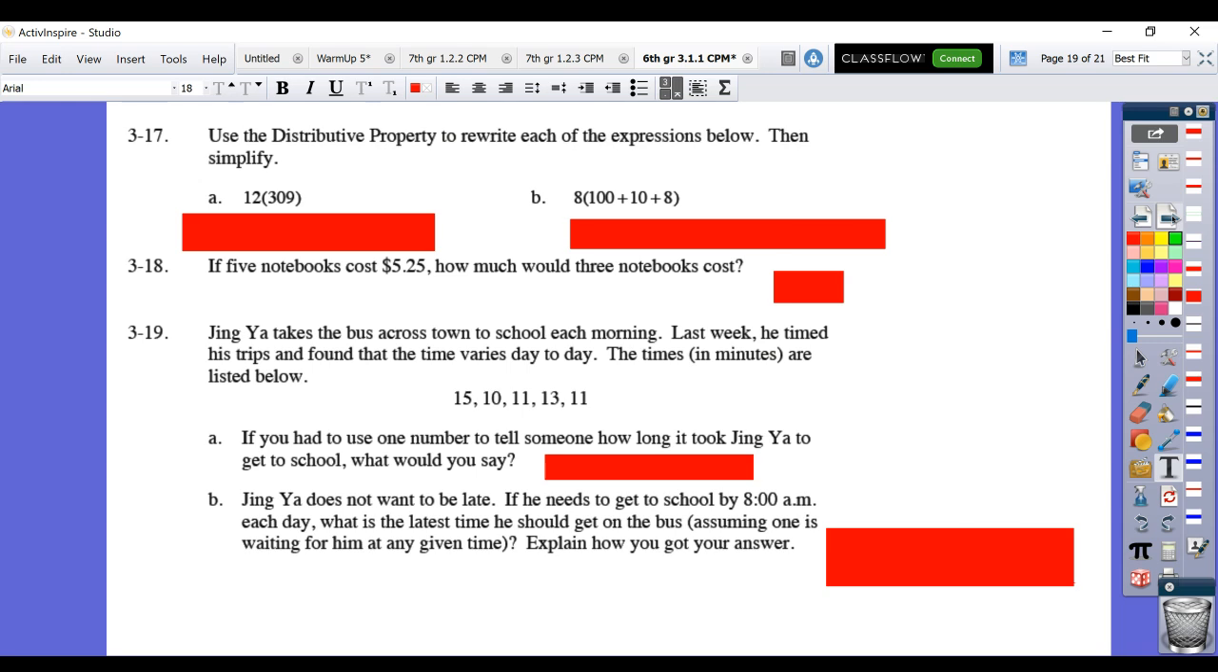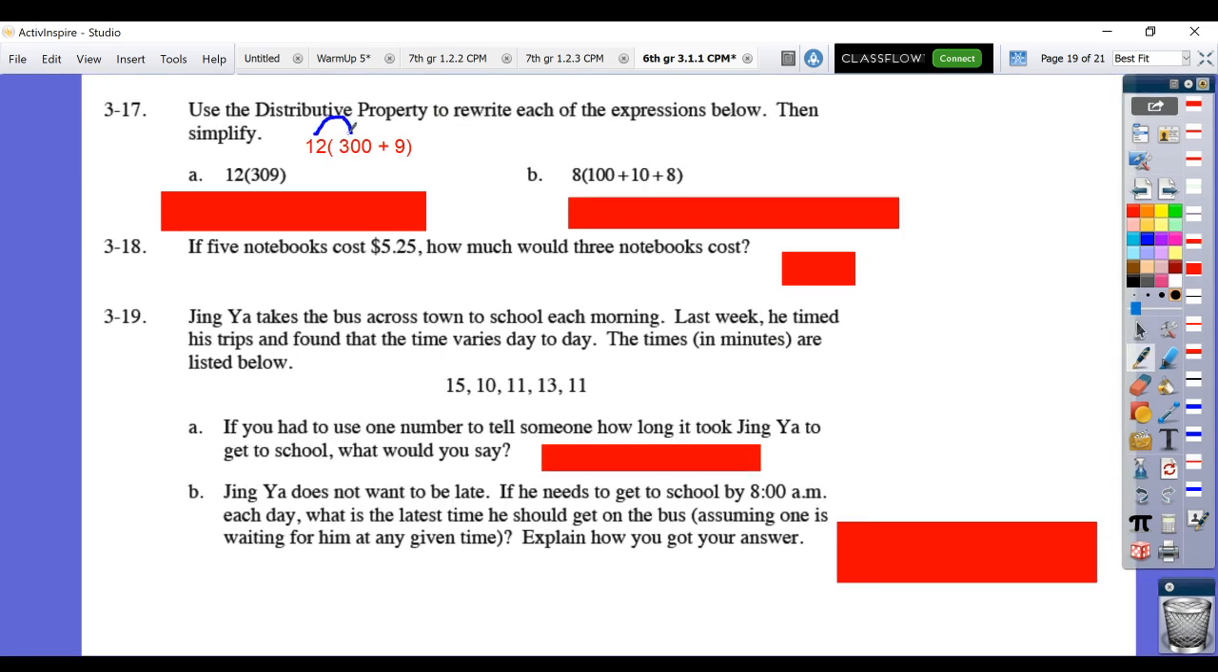For 317, you're going to use the distributive property to rewrite these and then simplify them. So for A, you can start by making this into 12 times 300 plus 9. And then you could break that down with the distributive property by making it 12 times 300 plus 12 times 9. Then find the value of 12 times 300, the value of 12 times 9, and add them together. For B, it's kind of already broken apart for you, which is nice. So then you'll just do your distributive property, 8 times 100 plus 8 times 10 plus 8 times 8. Find those individual values and add them up.